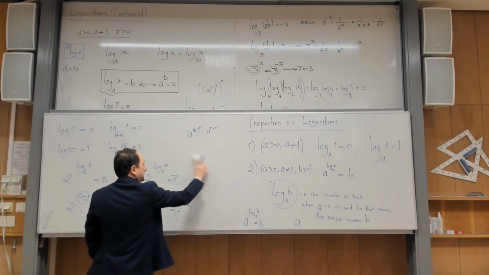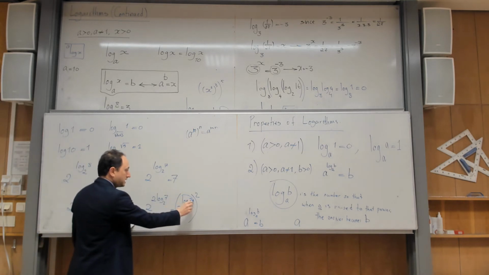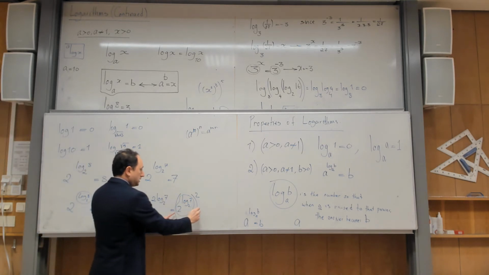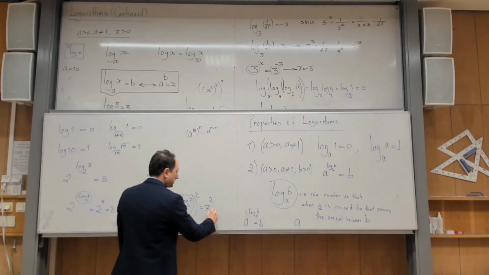But anyway, here, the answer to this part you know. What is the answer to this part? 7. So you write 7, but you have a 2 on top. And then it becomes what? 49. 49.